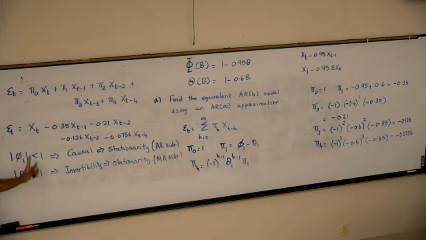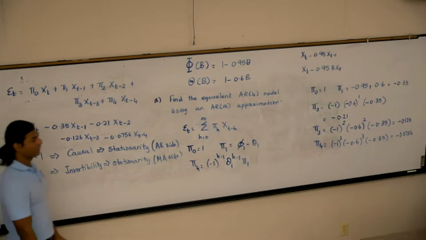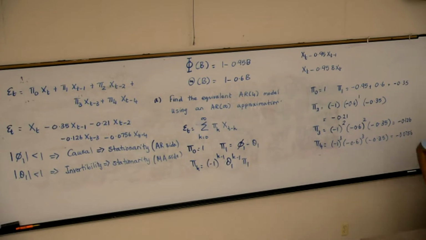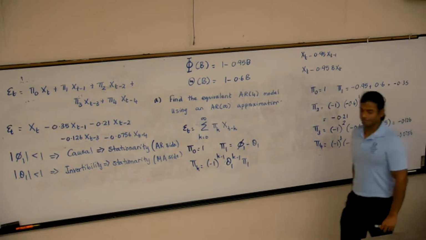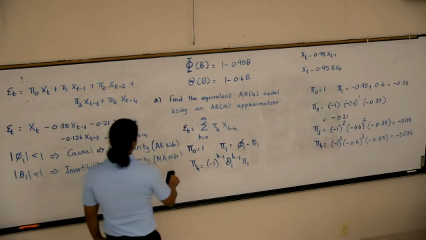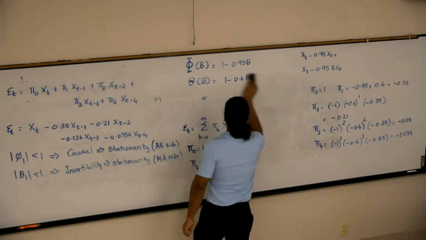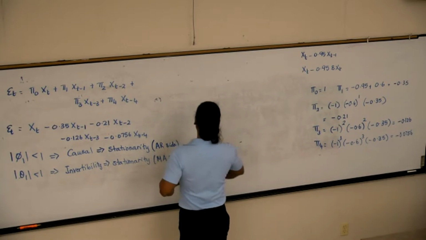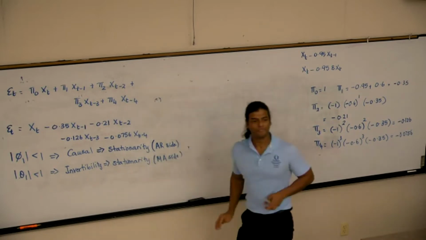What is another way of checking for stationarity? Using the AR infinity scenario. Would it be if it's like geometric? Okay, close. Absolutely solid. Absolutely solid. By the end of this semester, you guys should know that phrase pretty well.